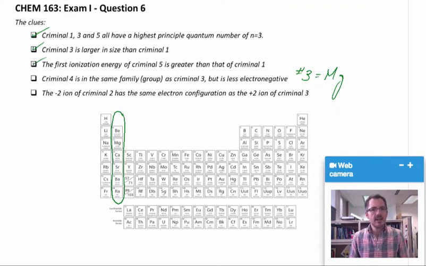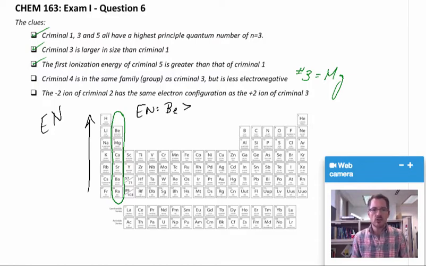For this clue, since we know magnesium is number 3, criminal number 4 is in the same group, which is the vertical column, as criminal number 3, but less electronegative. So we're looking at the electronegativity trend, and we know that as we go up a group, electronegativity increases. So we're looking for something smaller. When we look at electronegativity values, beryllium is greater in electronegativity than magnesium, which is greater than calcium. We only care about the comparison to number 3, so we now know that number 4 is going to be calcium.